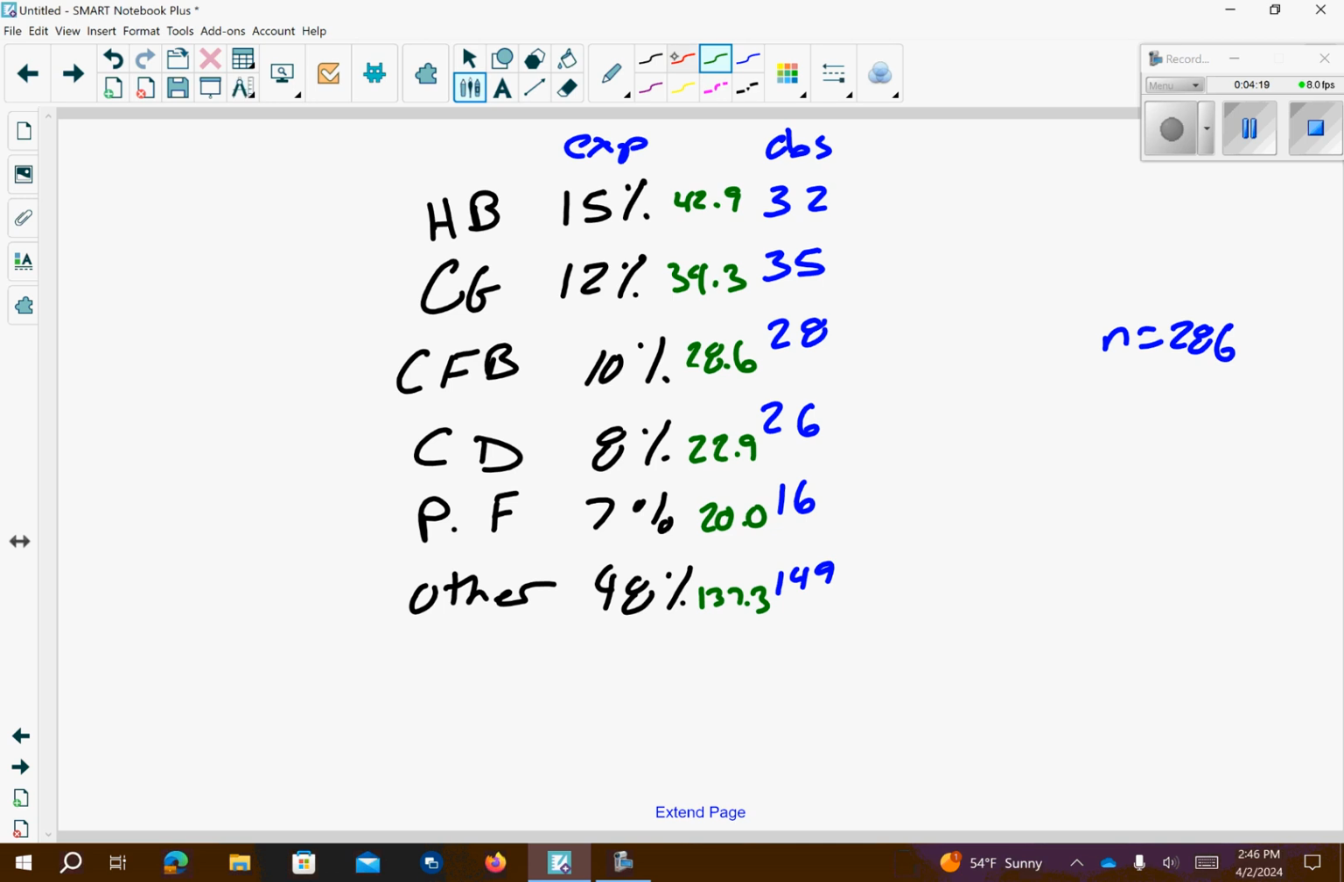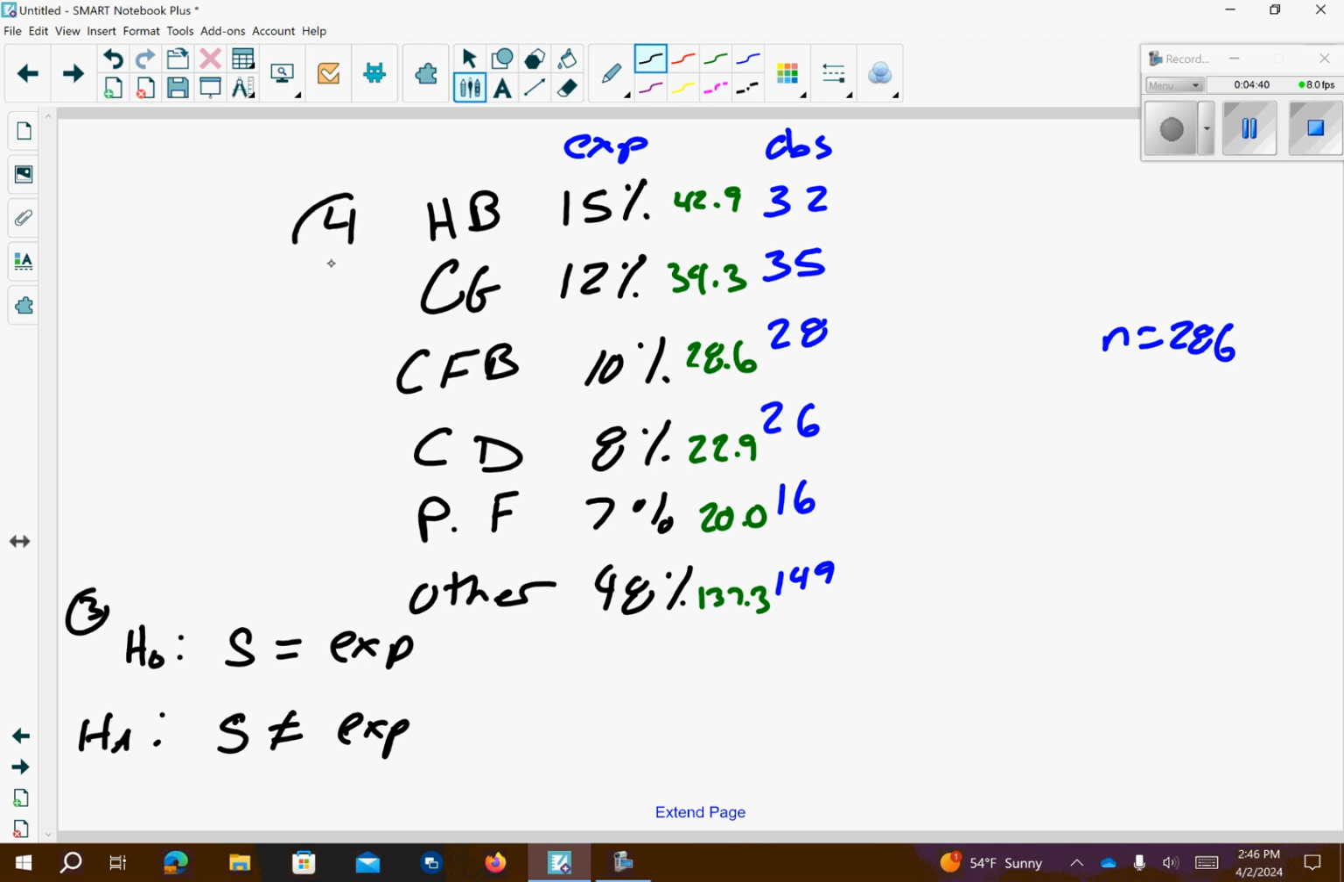So state the null and the alternative. This is number 3. The null is that our sales are equal to our expected, and then our alternative is that sales are not equal to our expected value. And then create a table. We got that right there. Okay, so that all takes place.